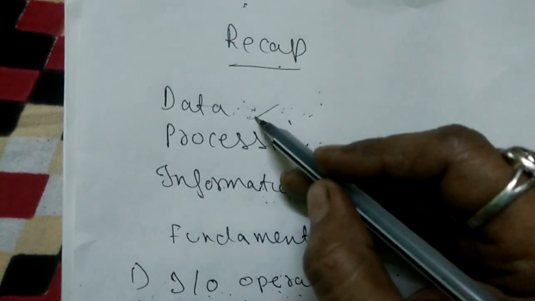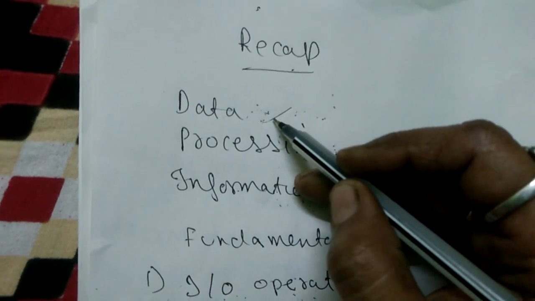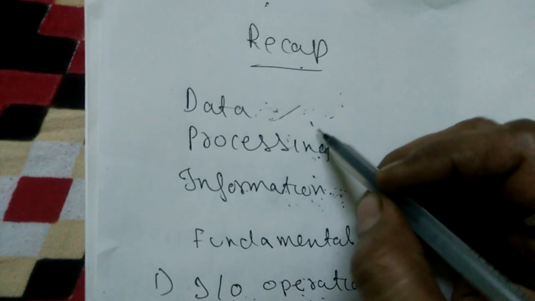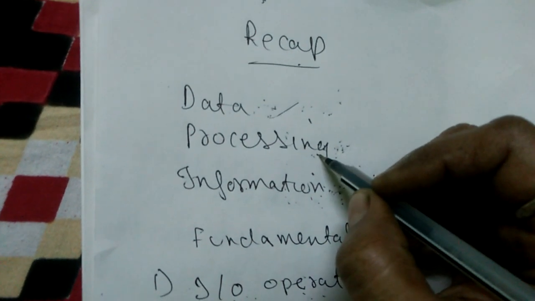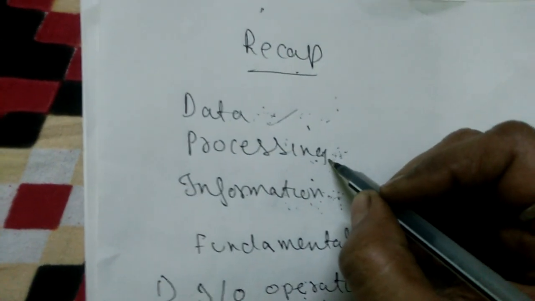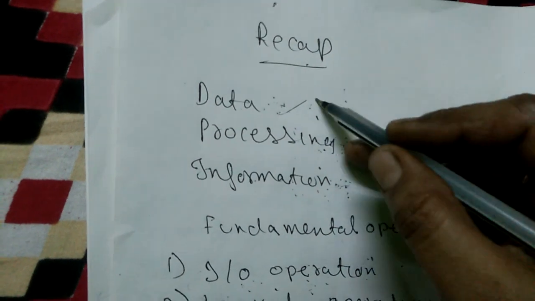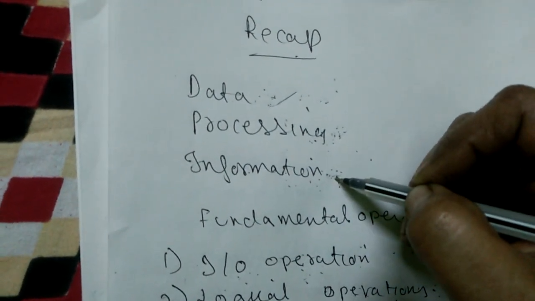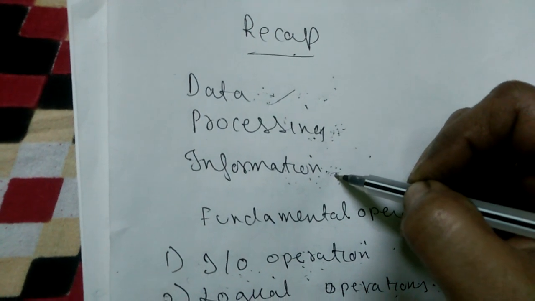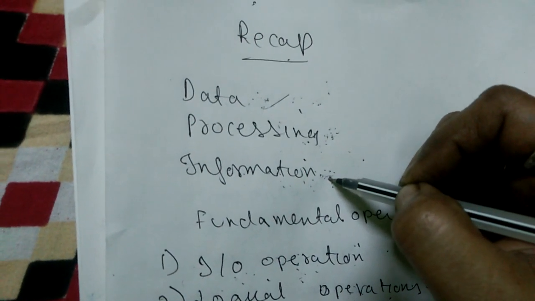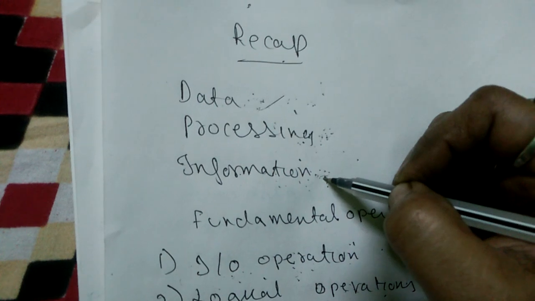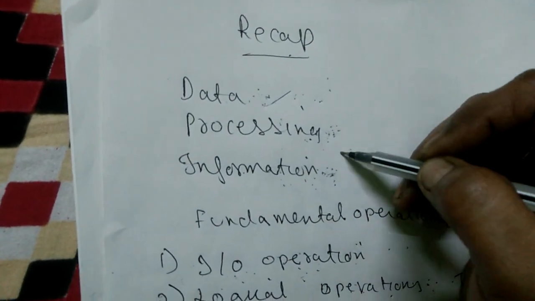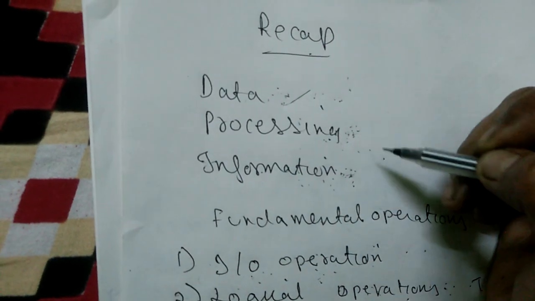What is data? Data is a collection of raw facts and figures. What we are giving to the computer for processing. Processing is the working on the instructions given to the computer. Next, what is information? Information is the result which we get after processing. It depends on the data what we are giving to the computer.